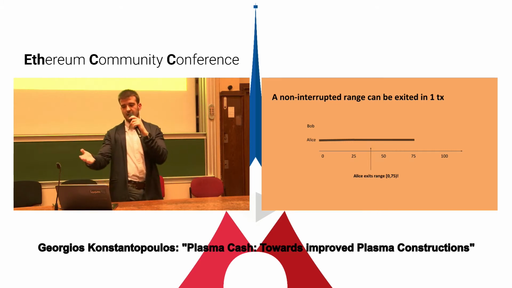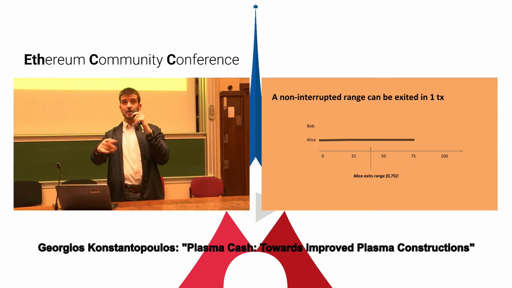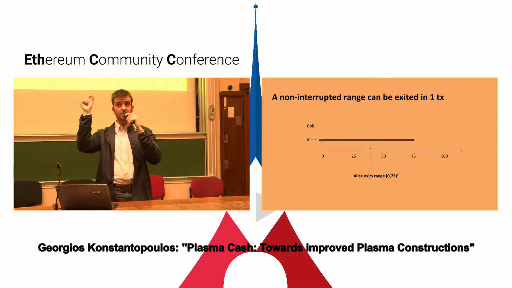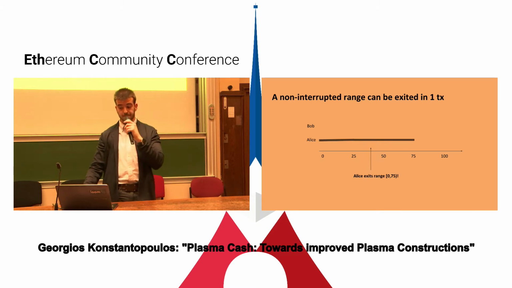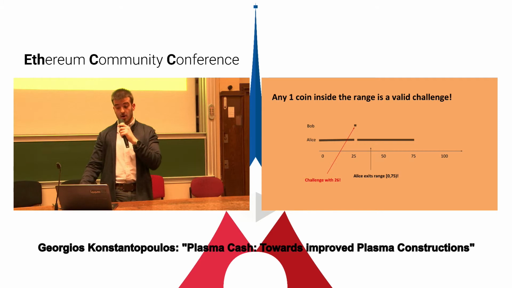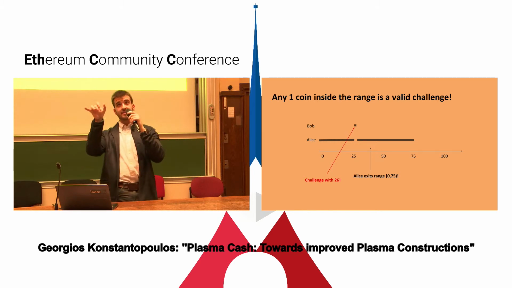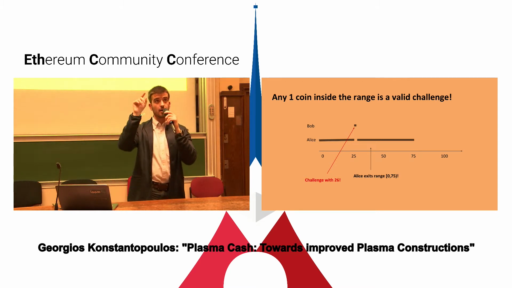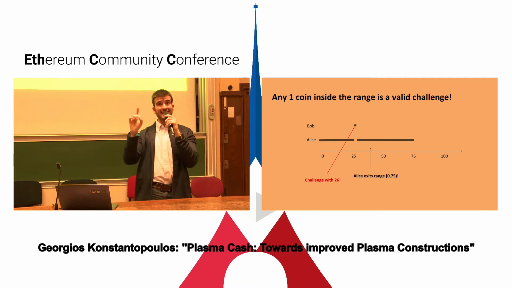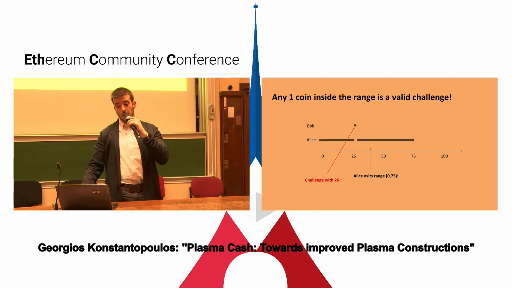So in this case, for example, I have a 0 to 75 coin, which can be whatever the minimum denomination is. But I could as easily exit 0 to 12.5, for example. And obviously, if I don't own the whole range, and if I have a gap, and I try to exit the whole range, a valid challenge is just 1 coin. So this still gives us light client properties because you do not need to download a lot of data in order to make valid challenges.